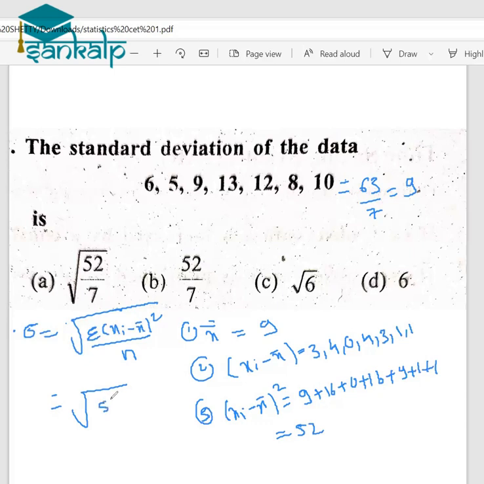So 52 divided by the number of scores, 7, under the square root. So the right option will be option A. We need to make use of the formulas and substitute. 3 steps: calculate the mean, calculate the deviation, square the deviation, and make use of the formula.